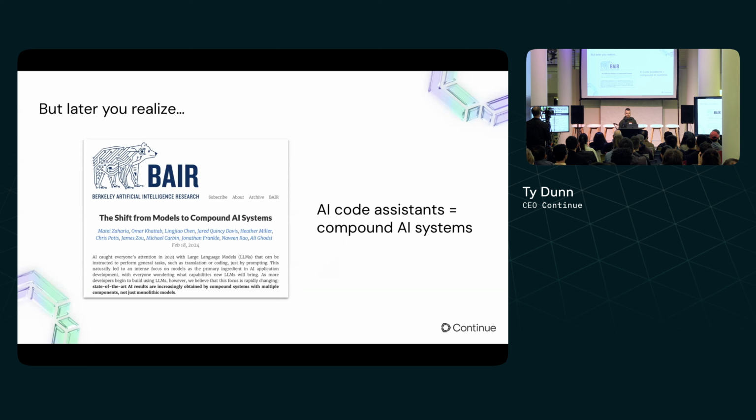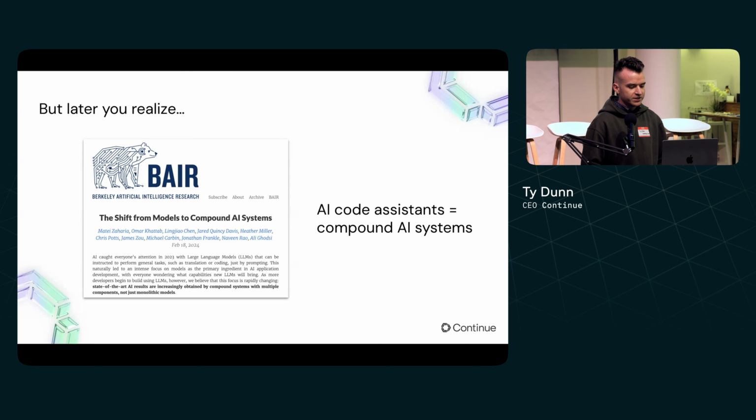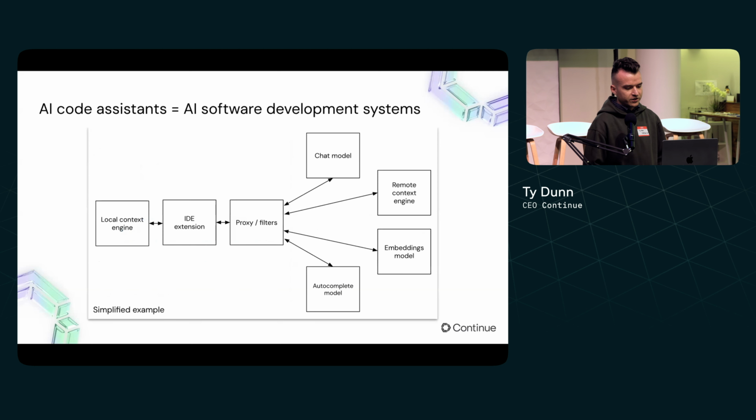It's more of a compound AI system, right? Meaning that it's not a single monolithic model. It's actually multiple models. Most of these systems you're using now have at least one model for chat, one model for autocomplete, usually one for embeddings, and often many more, depending on the different aspects that they have. More specifically, I want to put out there that they are a particular kind of compound AI system, which I'm calling an AI software development system.